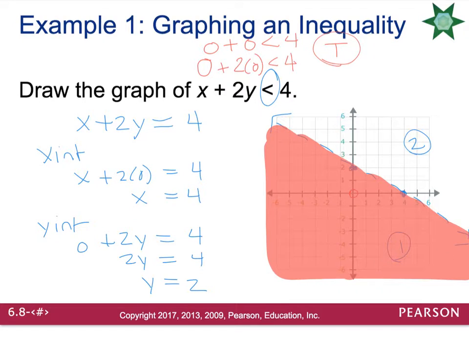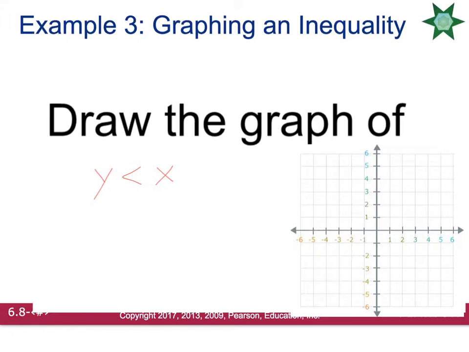If you don't like that approach, then the other option is to just solve the inequality for y. And once the y is isolated on the left, you can just follow the direction of the inequality sign. So if it's a less than, you shade under the line. You have to have the y alone before you can do that shortcut.